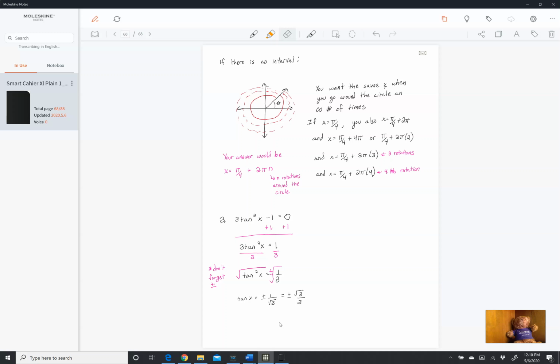So, first of all, what quadrants? I'm going to bring this up here. Okay. So we are in quadrant 1, quadrant 2, quadrant 3, and quadrant 4. We're in every quadrant because of this plus or minus.